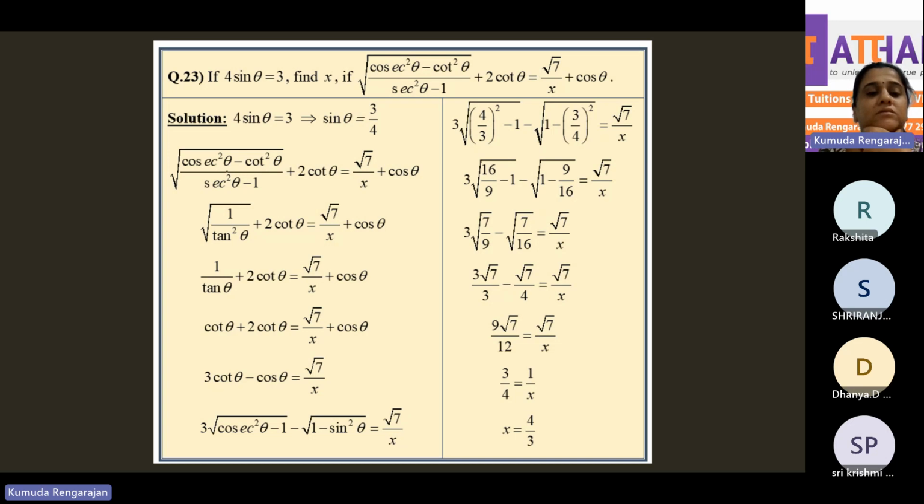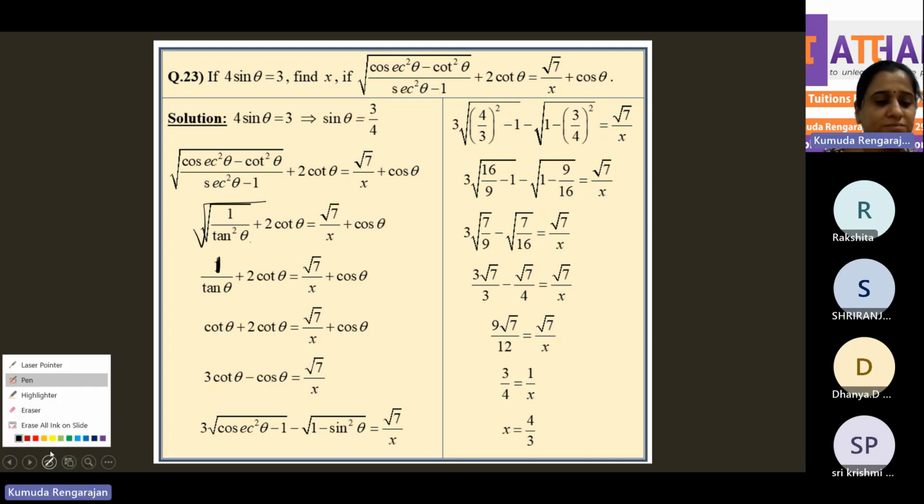Okay. So why is this 1? Cosecant square theta minus cot square theta is 1. And this one? Secant square theta minus 1 is tan square theta. Okay. And then square root of 1 by tan square theta. Square root of 1 is 1. Square root of tan square theta: tan square theta means tan theta into tan theta. So one tan theta comes out of the square root, then the rest as it is.